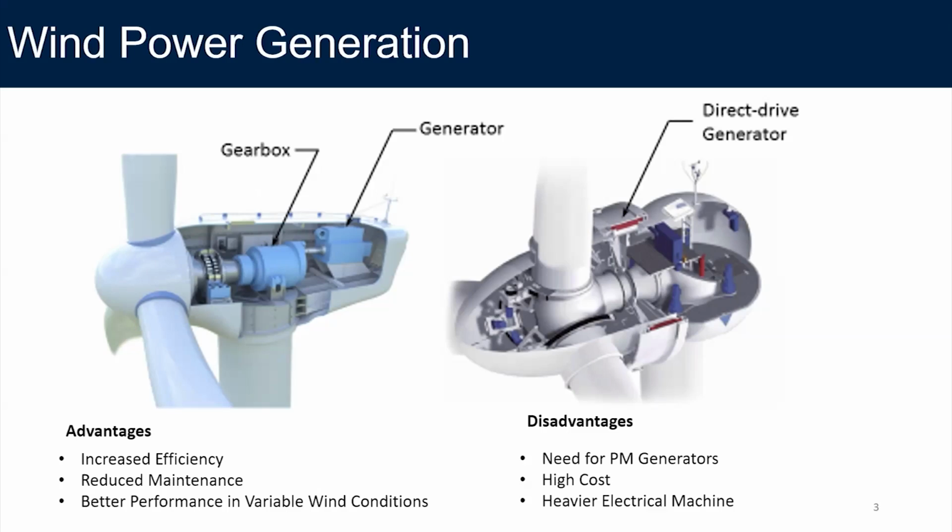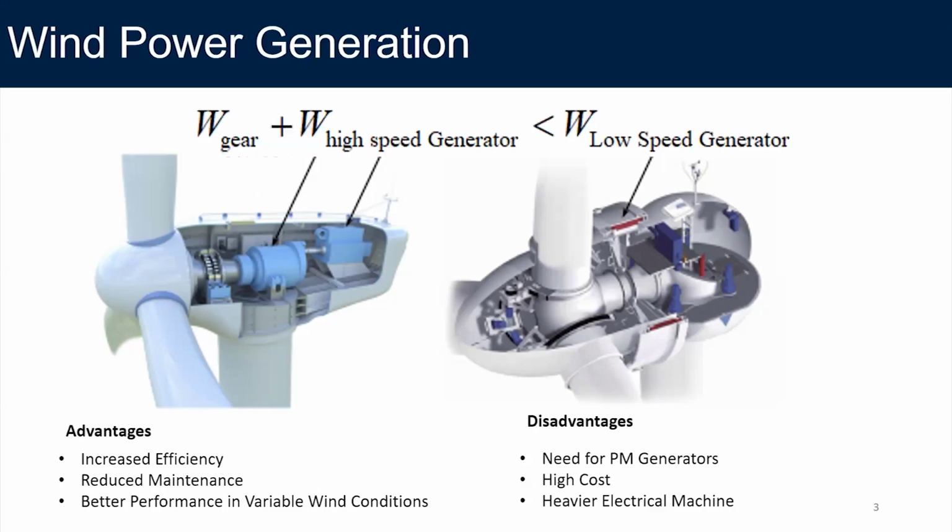So that's wind power generation. And if we look at the requirement, we need it to be beneficial. We expect the gear and the high-speed generator weight to be smaller than the low-speed direct drive machine, but it's the opposite in many of the wind turbines we find.